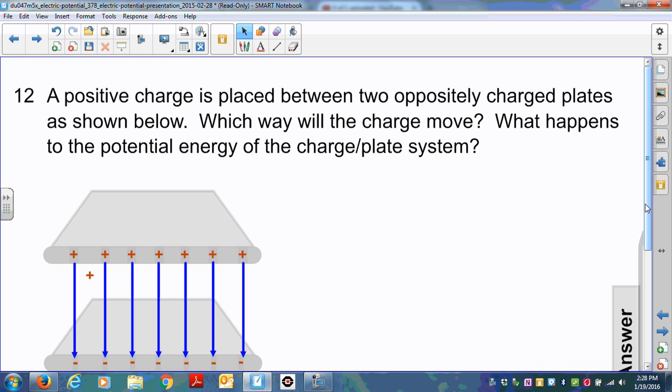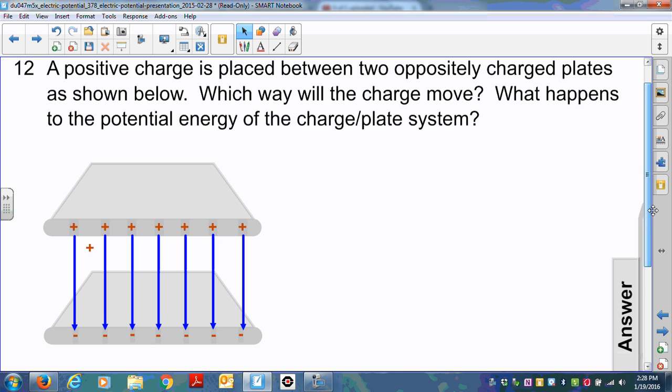A positive charge is placed between two oppositely charged plates as shown below. There it is. Which way will the charge move? What will happen to the electric potential of the charge/plate system? I want you to go ahead and pause the video and write out your answer now.